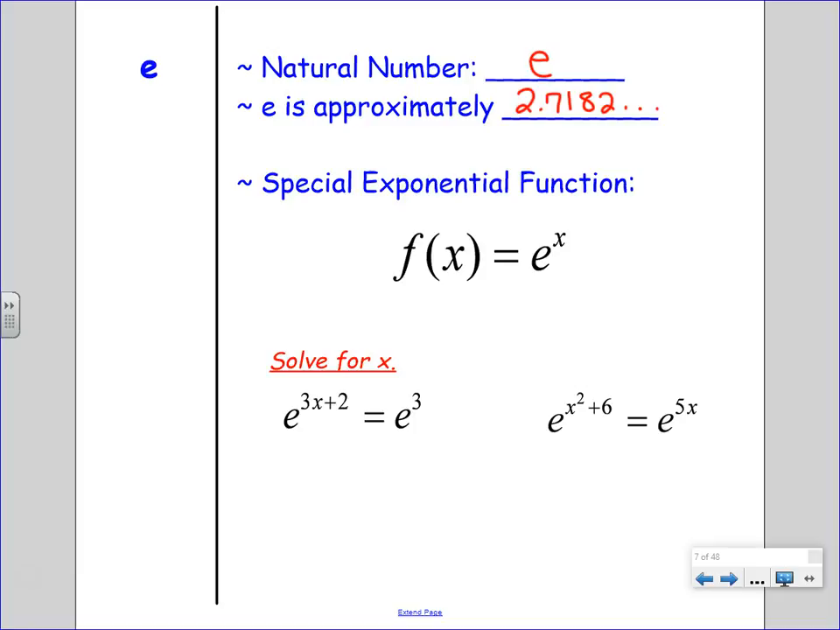E is approximately 2.71. You could do all the decimals, but kind of like pi. Pi is 3.14 for a lot of us. We could say, I suppose, E is approximately 2.718. I'm going to keep 718 just to be a little more precise.